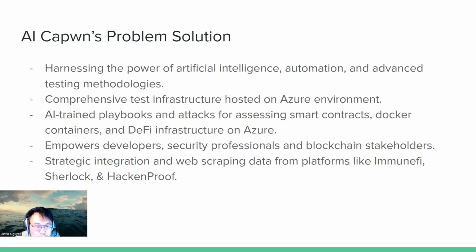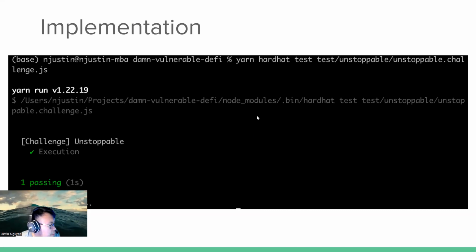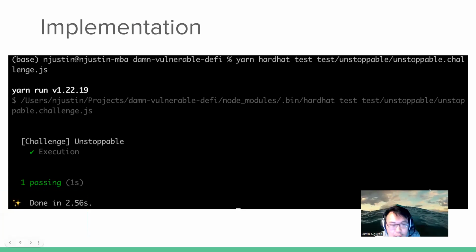So here's an implementation of one of the key Damn Vulnerable DeFi Hardhat tests. This is the Unstoppable challenge that I was able to execute successfully locally on my MacBook. Damn Vulnerable DeFi serves as a critical training ground for understanding key vulnerabilities in blockchains and smart contracts. This war game style simulation immerses developers in various exploit scenarios, imparting hands-on experience in identifying and addressing security weaknesses.